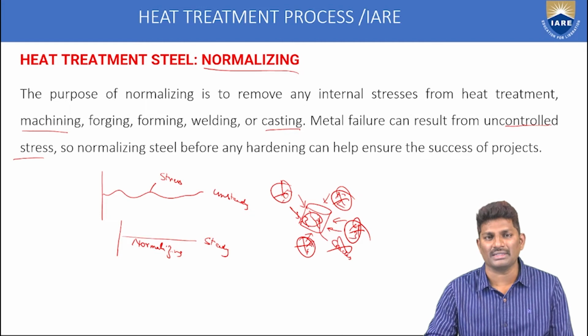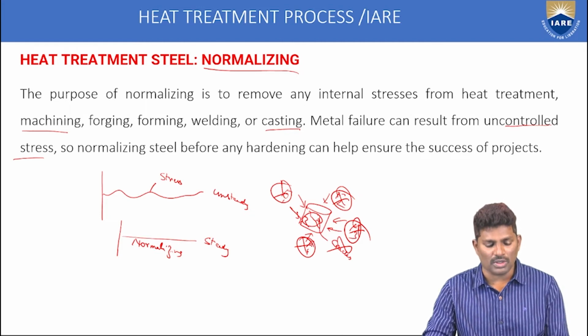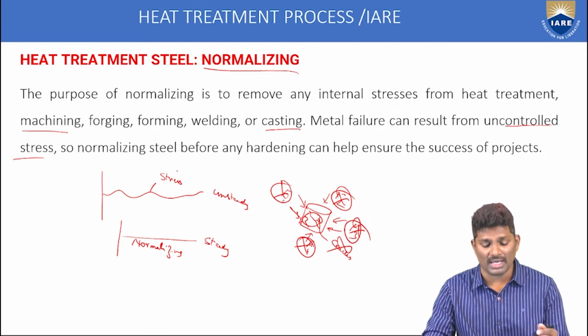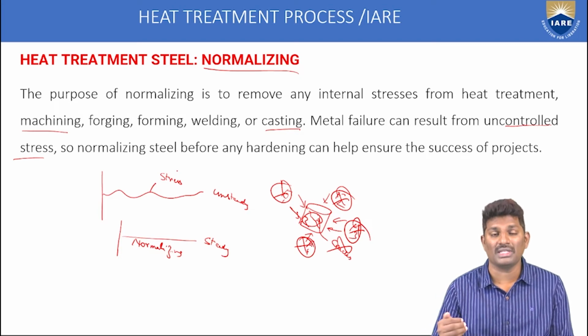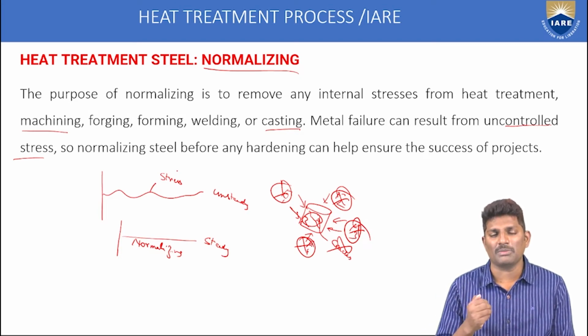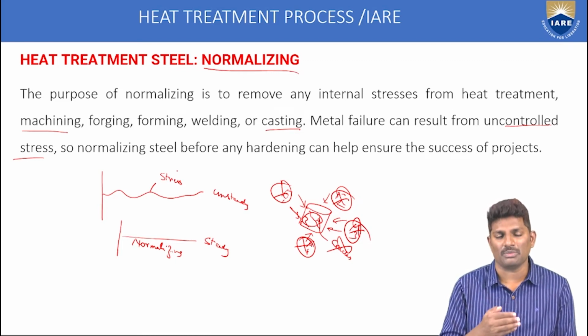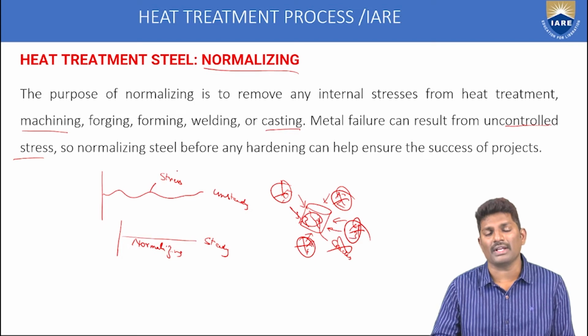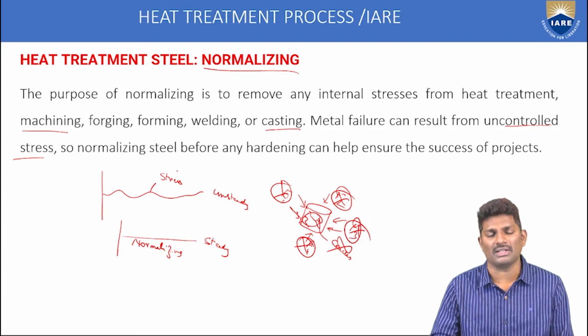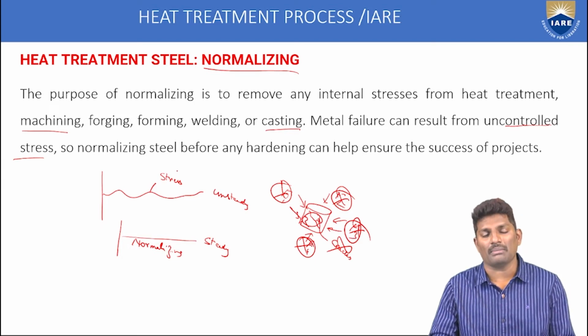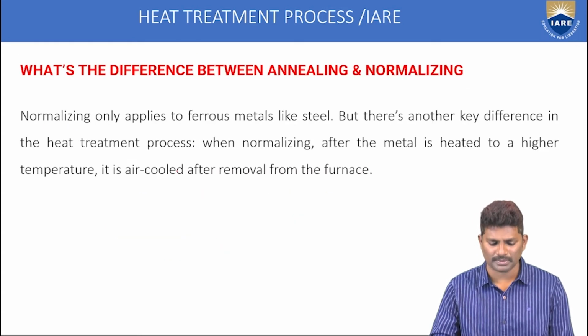One of the techniques is the annealing process. Normalizing steel before any hardening can help ensure the success of projects. That's why annealing or the heat treatment process is very important after any type of machining process. In this case, we are trying to eliminate the internal stresses developed during any type of manufacturing process.